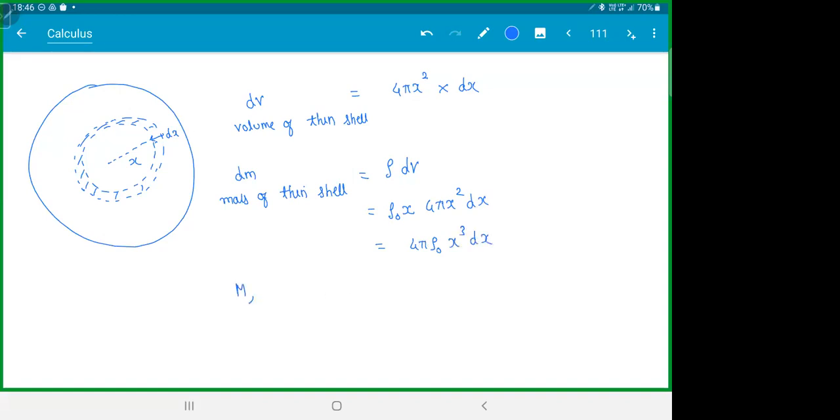Integrate. You want the mass of the sphere, so you have to add all these small masses dm. That will be 4 pi rho naught integral x cube dx. The value of x goes from 0 to r because the inner shell starts from 0, outer shell is at r. 4 pi rho naught, this is x power 4 by 4. Limits will go from 0 to r. The 4 will cancel. You end up with pi rho naught r power 4. When you put 0, you get 0, so we are not considering the second term anyway.